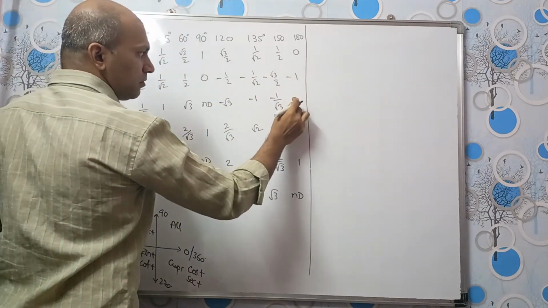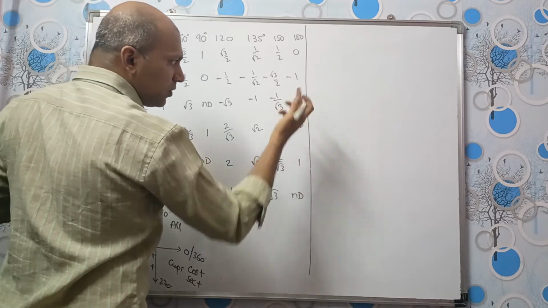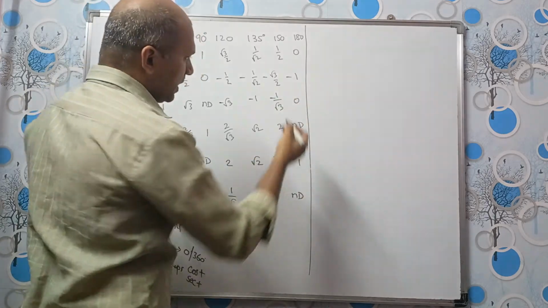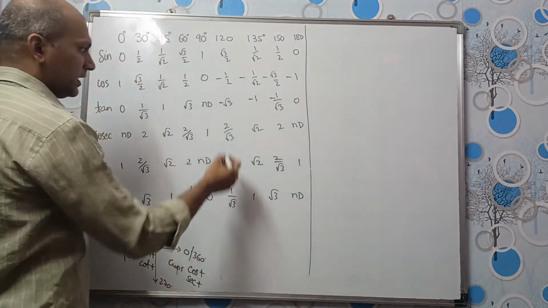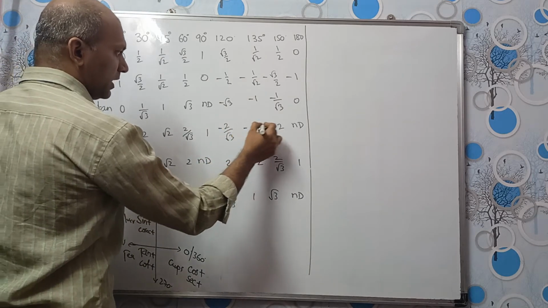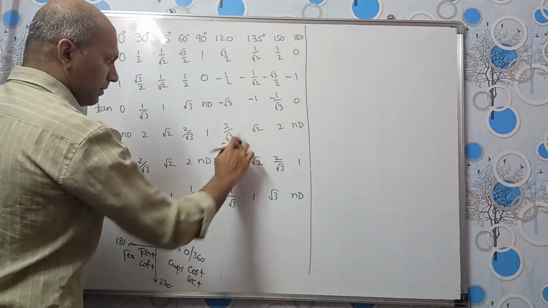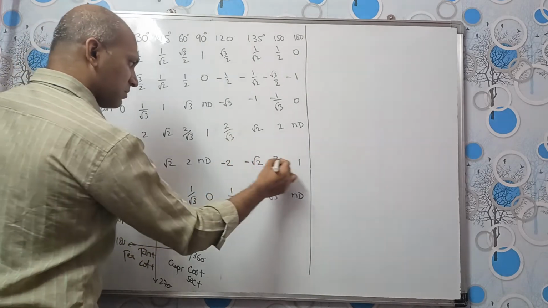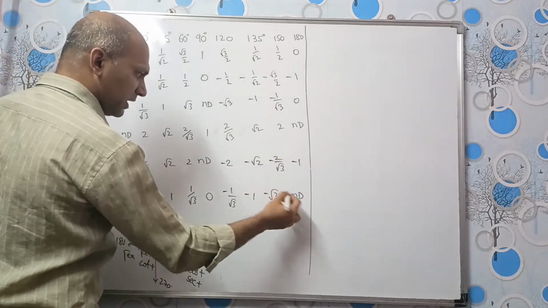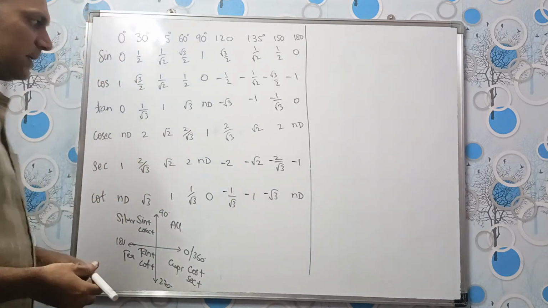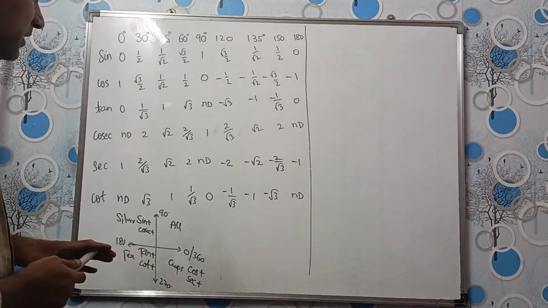These are also negative. See, 0 will not have a sign, right? Plus or minus will make no difference, right? So here, sorry, this cosecant is plus only, right? Okay. So here minus, here minus, not defined. I hope this is clear.